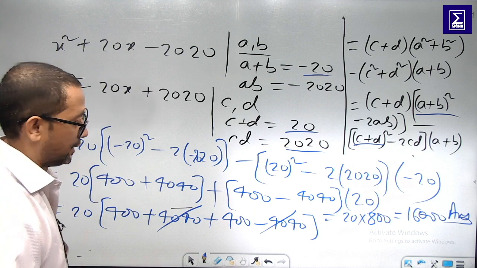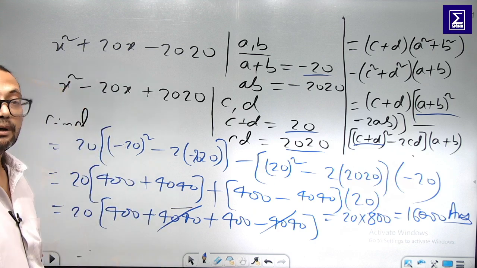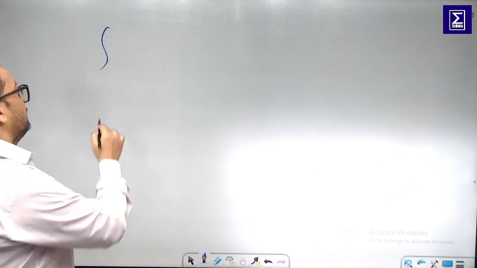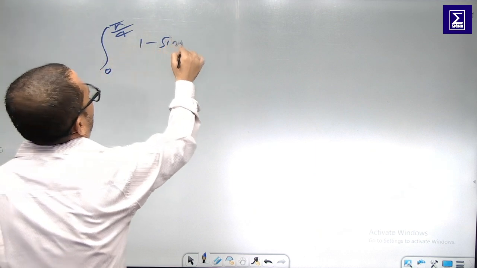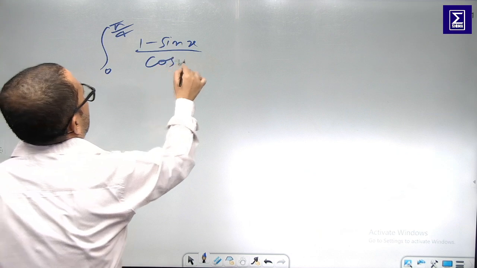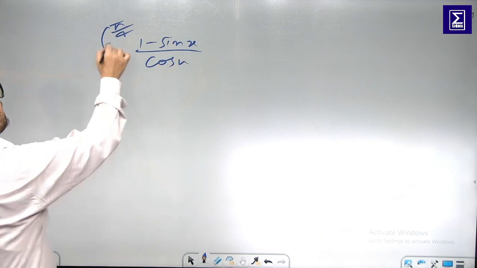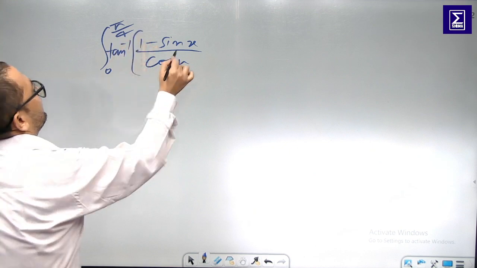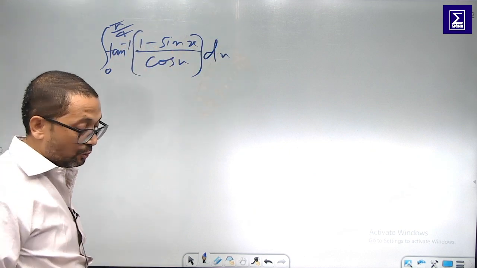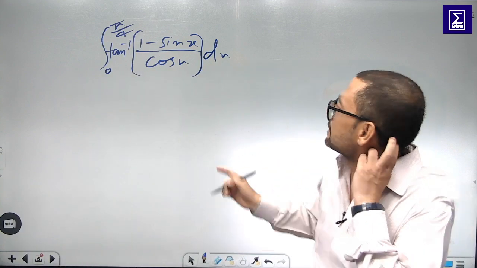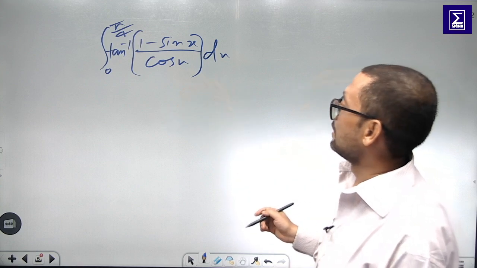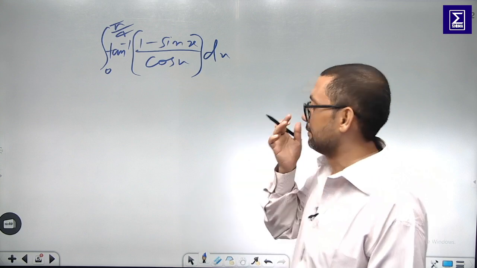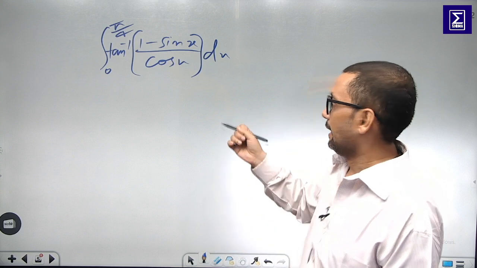So now moving to the next question, I will take one question from integrals. The basic integral, and this integral you see is from 0 to pi by 4 of tan inverse of (1 minus sin x) over cos x dx. So you have to find the integral of tan inverse of (1 minus sin x) over cos x. What is important here, if you apply the integral of tan inverse directly, it will be quite lengthy, right? And it's not advisable.